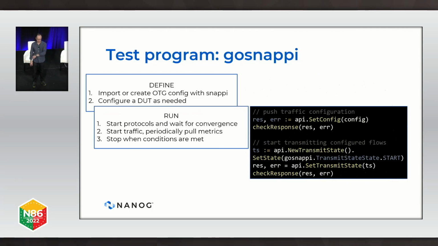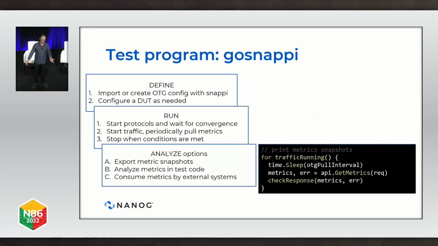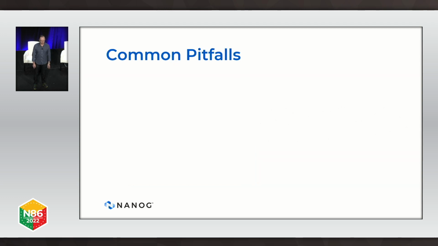You just say set config. If it accepts it, no errors in the response, you say, hey, transmit traffic, for example, if there are no protocols involved. If there are protocols involved, you start them first. And then when the traffic is running, you just pull statistics periodically and see how you're doing, right?